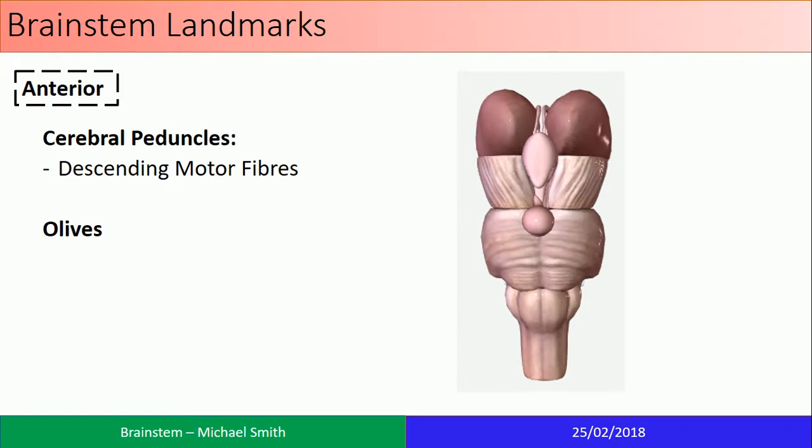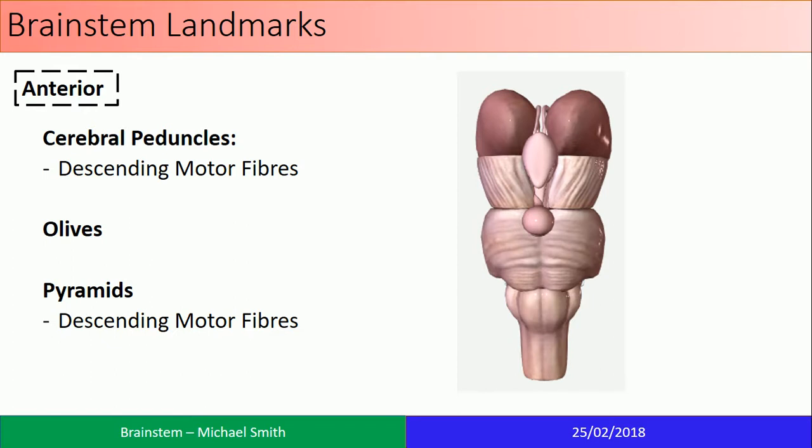We then have the olives, and these sit on the lateral part of the medulla just here, and the olivary nuclei play a role in the auditory system. And we have our pyramids, and our pyramids run down through the medulla, and these contain things like our pyramidal motor tracts, such as our corticospinal tract.